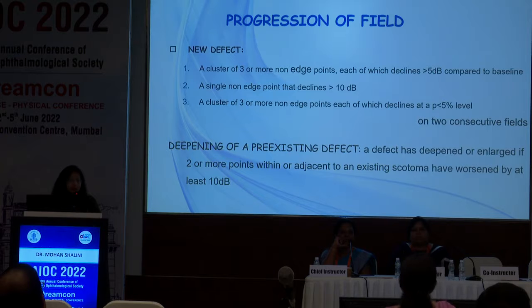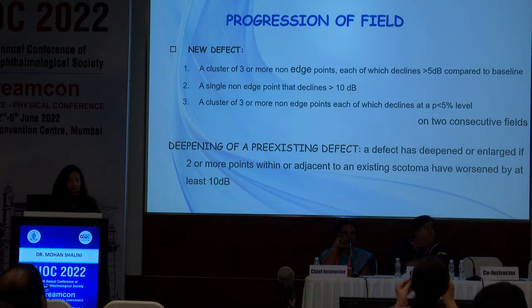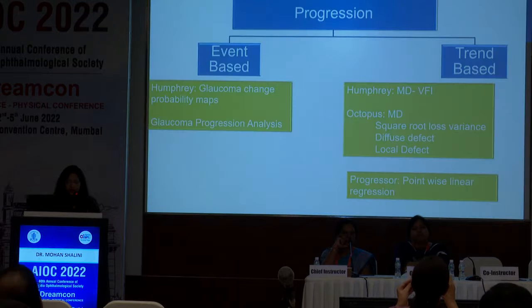Another important thing is deepening of a pre-existing defect. So when do we call it deepening? We say that whenever a defect has enlarged by 2 or more points within or adjacent to an existing scotoma. So there should be a scotoma around which there are 2 or more points which have worsened by 10 decibels. That means that it has progressed.